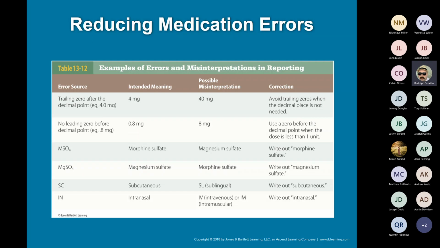Just some possible things that they list. That 4 milligrams could sound like 40 milligrams. 0.8 milligrams could sound like 8. Mag sulfate could sound like morphine sulfate. It's really that closed loop communication. So repeating back what is said to you, or using the people in your ambulance, using your partner. I don't care what level they are. Again, double check things with them. Have them double check your syringe.